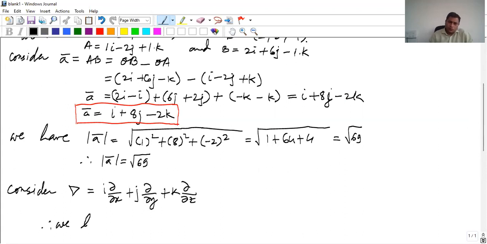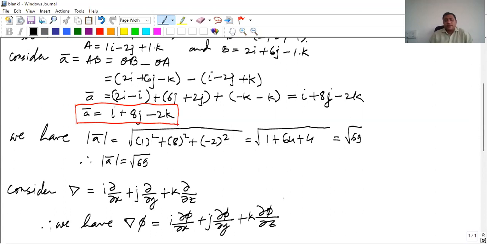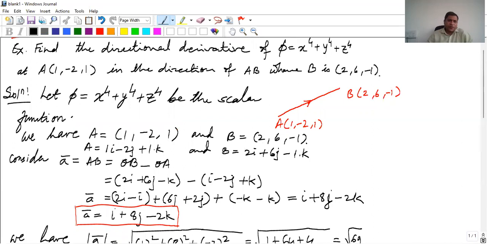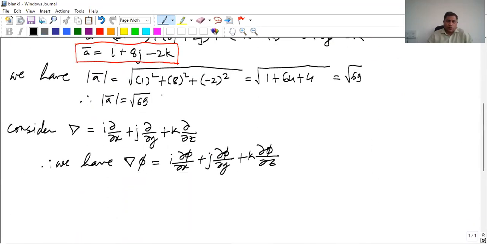So we have del phi equal to i ∂phi/∂x plus j ∂phi/∂y plus k ∂phi/∂z. Now we know the value of phi. So what is phi? x raised to 4 plus y raised to 4 plus z raised to 4.